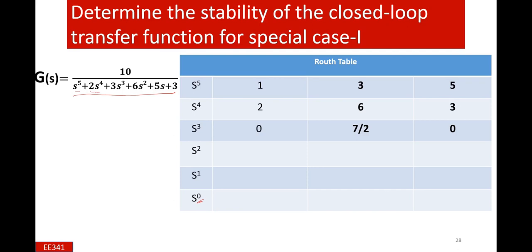Next one is the 3, skipping the 6. Next is the 5, and then skipping the 3. So the next row will be filled by using the skipped coefficients 2, 6 and 3. How to find the third row?